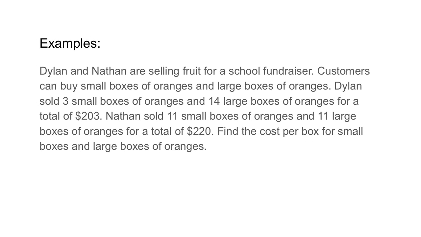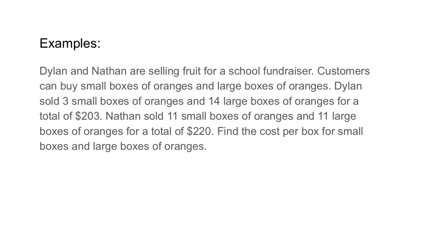All right, Dylan and Nathan are selling fruit for a school fundraiser. Customers can buy small boxes of oranges and large boxes of oranges. Dylan sold 3 small boxes and 14 large boxes for a total of $203. Nathan sold 11 small boxes and 11 large boxes for a total of $220. Find the cost per box for small boxes and large boxes of oranges. If you feel like you're ready, you can pause the video right here and see if you can get this right. But if you want me to walk through it with you, then that's fine too.